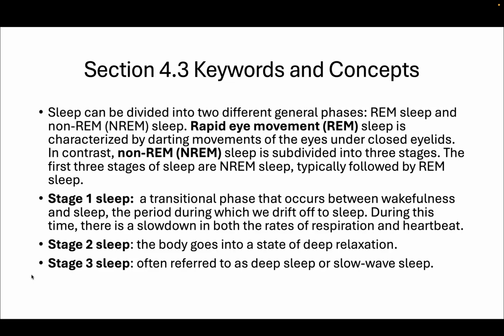Stage 2 sleep, the body goes into a state of deep relaxation, right? So we're getting to that REM stage. And then stage 3 sleep, often referred to as deep sleep or slow wave sleep because of what our brain waves are doing. It's getting prepared to do that rapid eye movement sleep that we need to not go completely insane. So those are the stages of sleep.